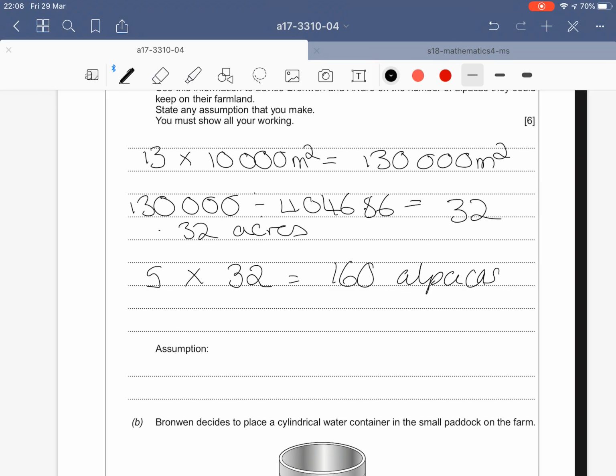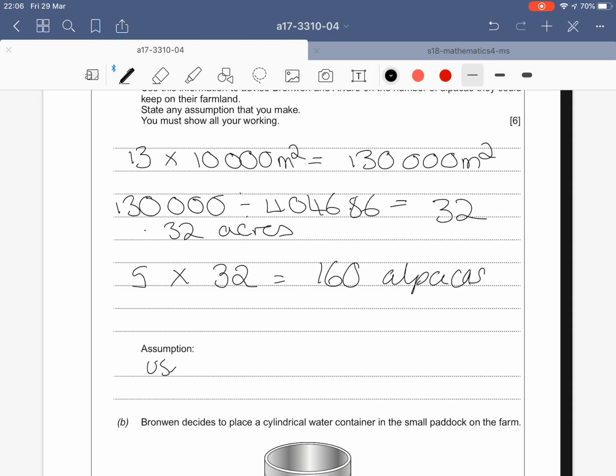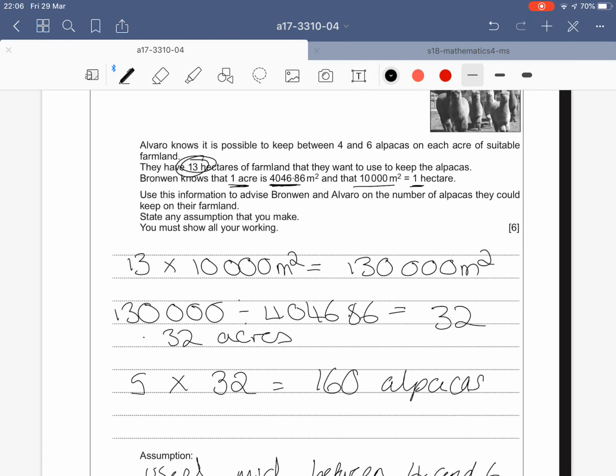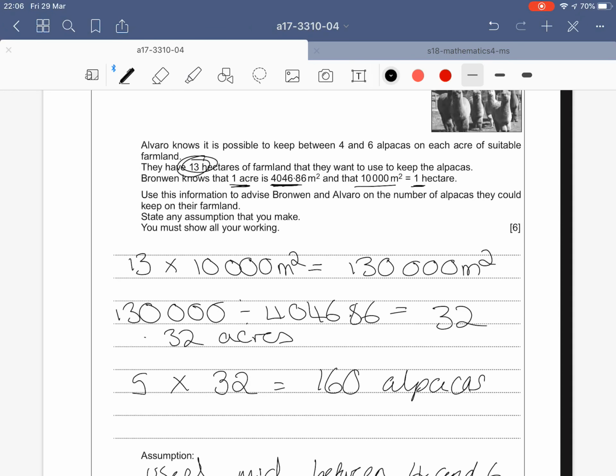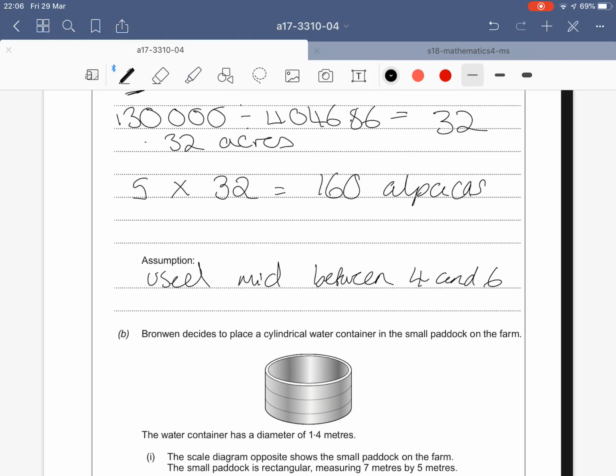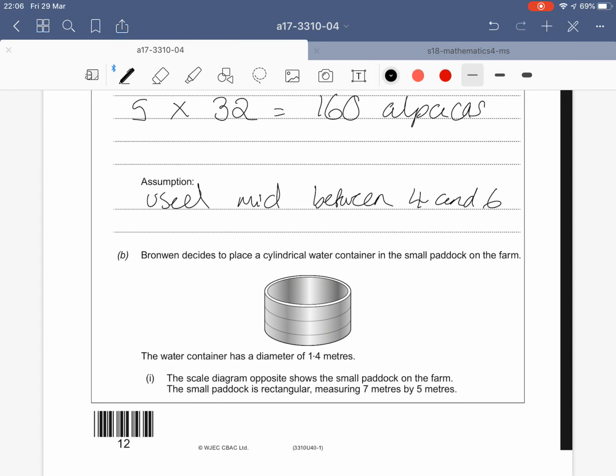So the assumption is that I've used the middle between 4 and 6. Okay. Another assumption is that you could say all the 13 hectares are suitable and none of them are bad.